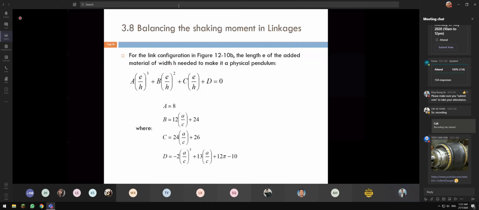From the link configuration in figure 12-10B, the length E of the added material of width H is needed to make it a physical pendulum. So we have another formula here, given over here as A, B, C, D. You can also refer to the textbooks.